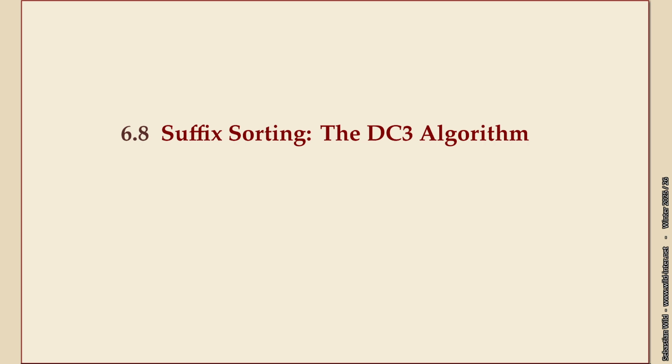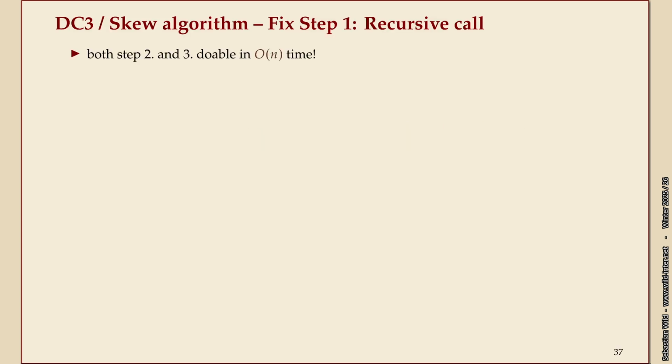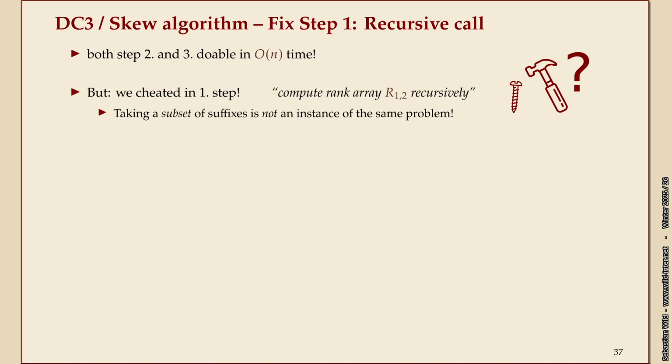Now, what's left to say is that, oops, we cheated a bit, at least conceptually. There's different ways to solve this, but I think the narrative here makes this very clear. If you remember what the algorithm said, it said recursively sort the suffixes that start at these indices not a multiple of 3, R1,2. But what does that mean?